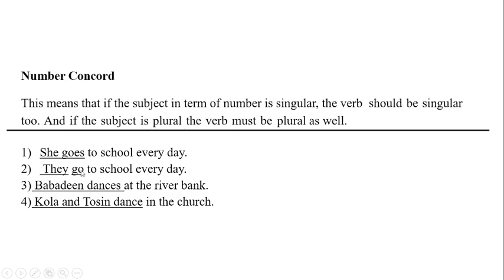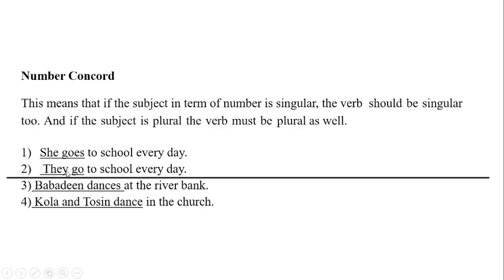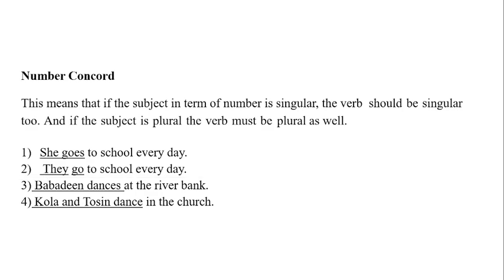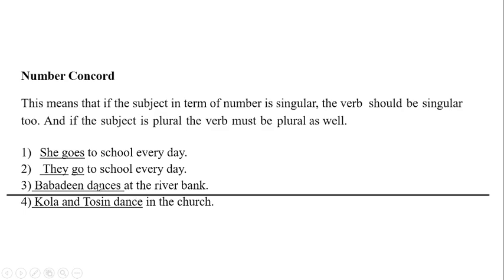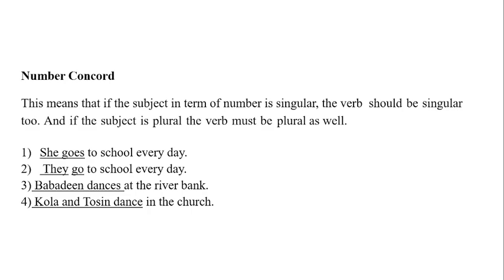Check example number two. They go to school every day. They is plural, more than one. Then go is plural. Babadin dances at the river. Babadin, singular, and dances, singular. So the rule of number Concord states that in terms of number, when the subject is singular, the verb must be singular. How do you identify singular subject and singular verb?